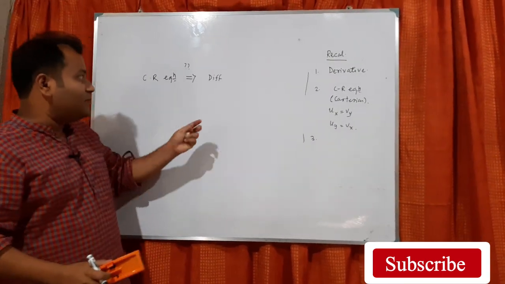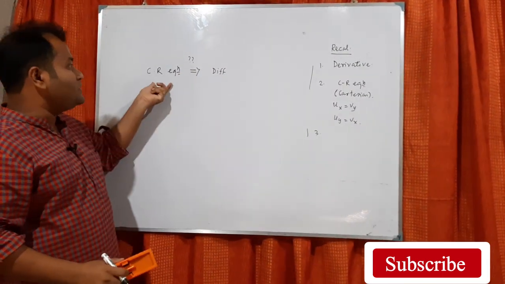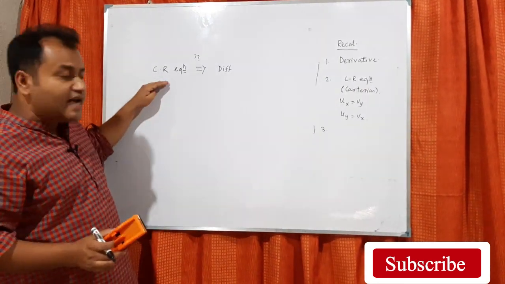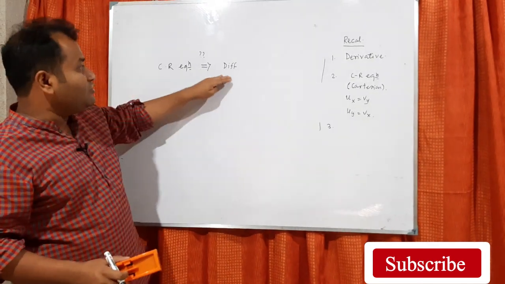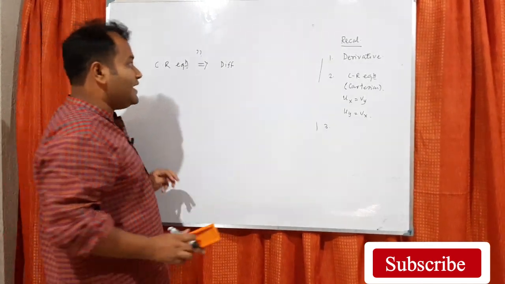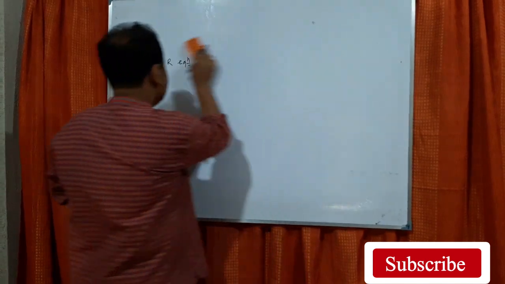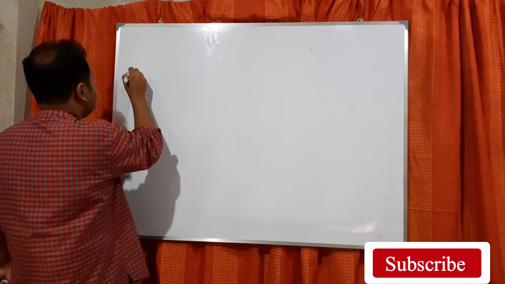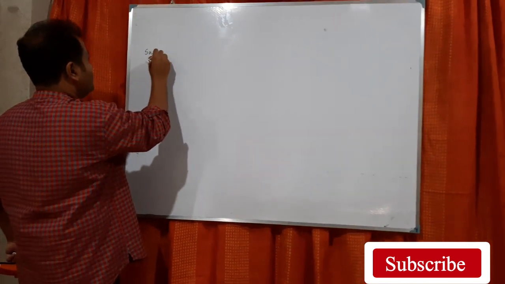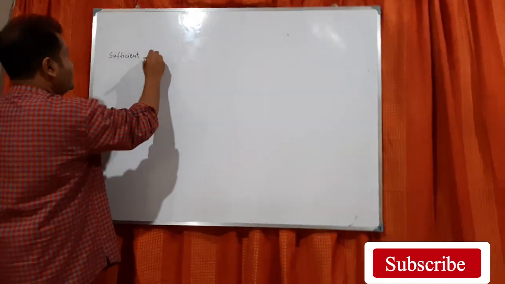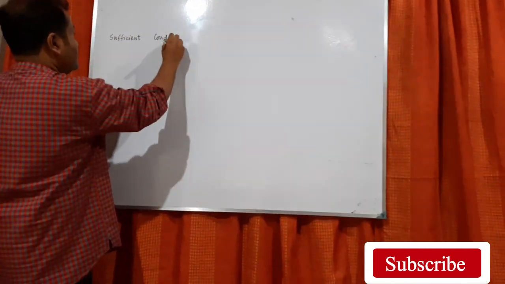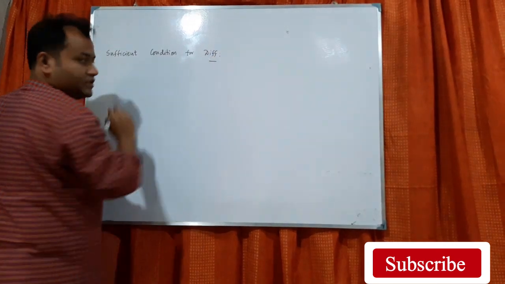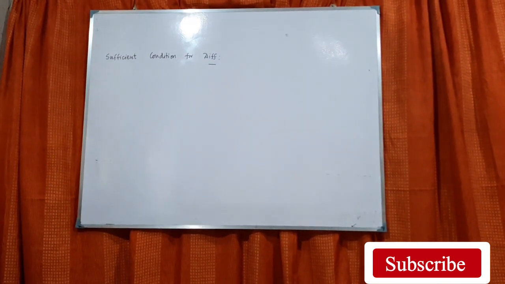In the previous case, we showed that if it is differentiable, then obviously the CR equation holds. Now the converse: if I get a function which satisfies the CR equation, does that imply that it will be differentiable also? The next theorem will give you the answer. What is the next theorem? That is the sufficient condition for differentiability.